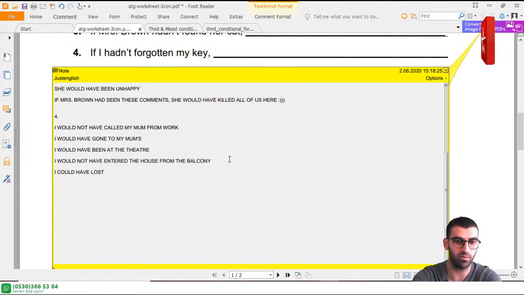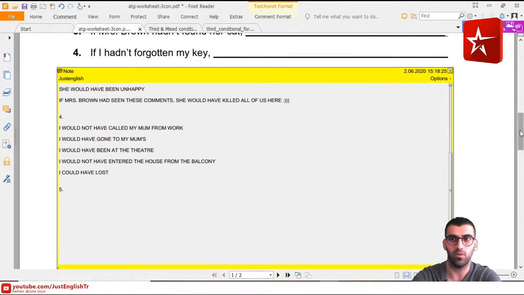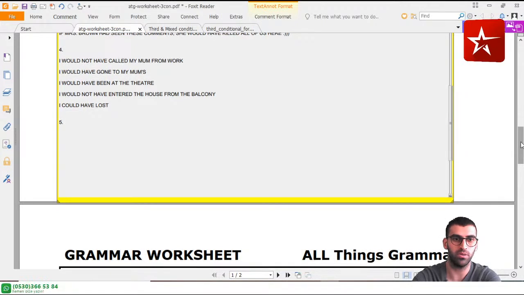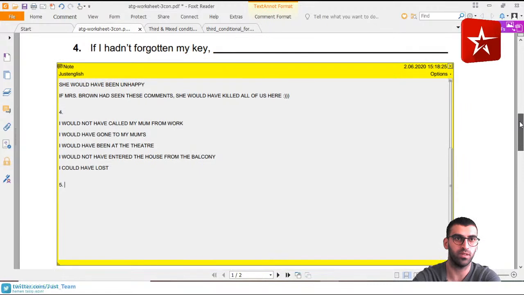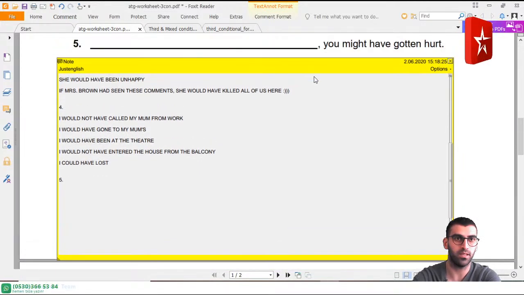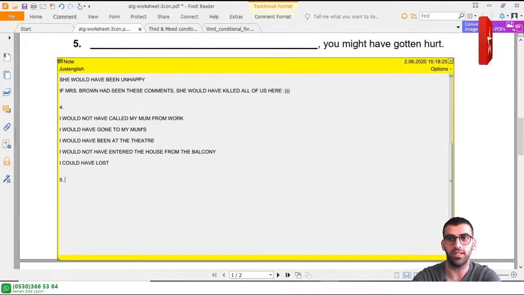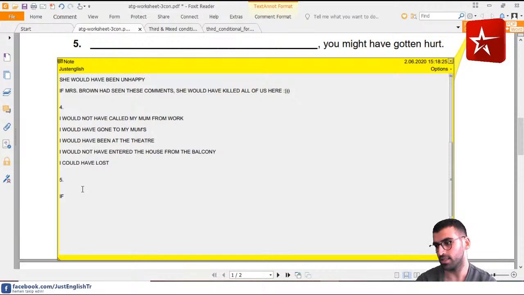Let's continue with number 5. The next sentence we have to complete with our own ideas is what? Let me show you number 5. Yes, number 5 is here. Yeah, it is a good sentence. You might have gotten hurt, and we have to write the sentences with if. So our sentences must start with if.